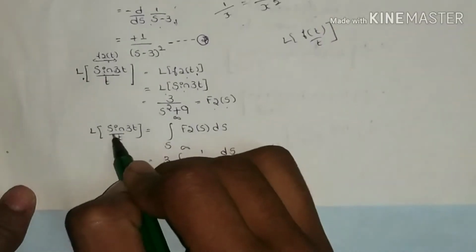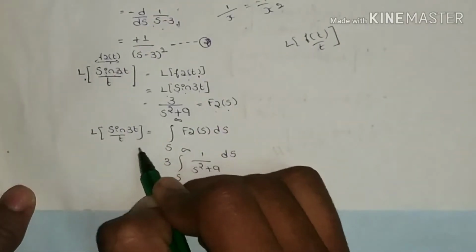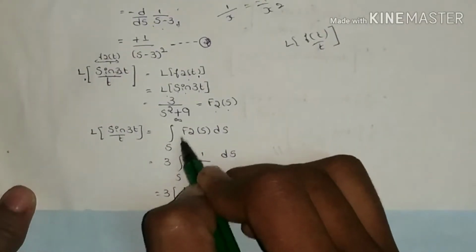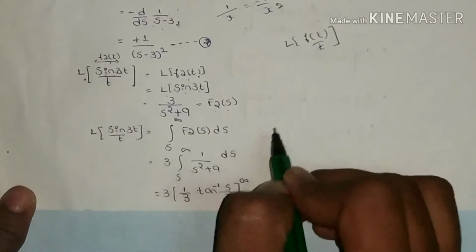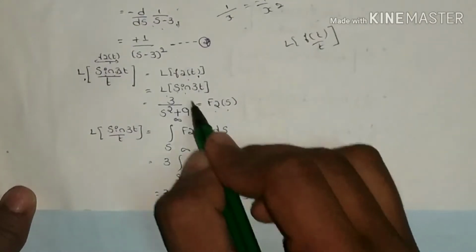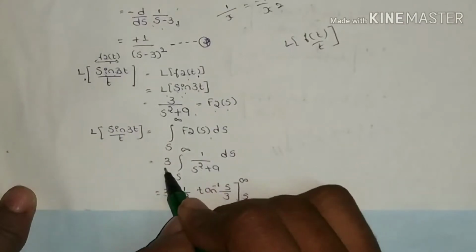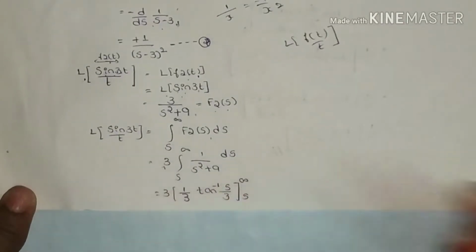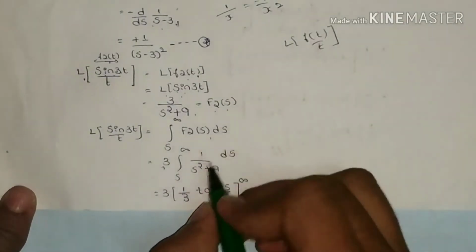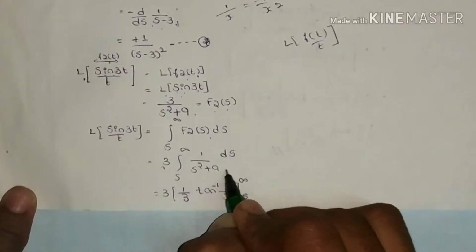Then Laplace of sin 3t divided by t, according to the property, is given as the integration from s to infinity of f2 of s ds. What is the value of f2 of s? Here 3 divided by s square plus 9. Here 3 is common, therefore I take it outside the integration, so it becomes 1 divided by s square plus 9 ds.